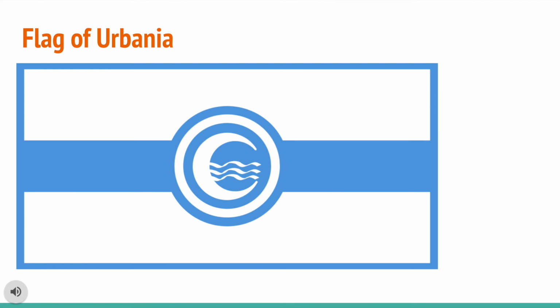So this is the flag of Urbania. The moon in the middle helps signify the crescent shape of the island, and the flowing water in the center shows the ocean that it's in, that it's all water based, and the circle holding the moon together is to show the country unified and together. And the blue of the flag also shows that it's an island country.